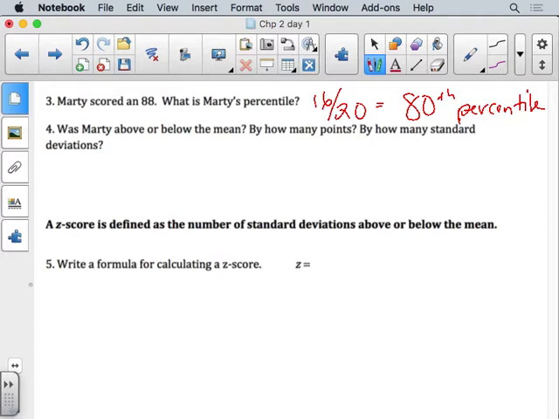So Marty, just based on our idea of percentiles, is in the 80th percentile. He's doing pretty good. He is up there. He's better than 80% of the people.